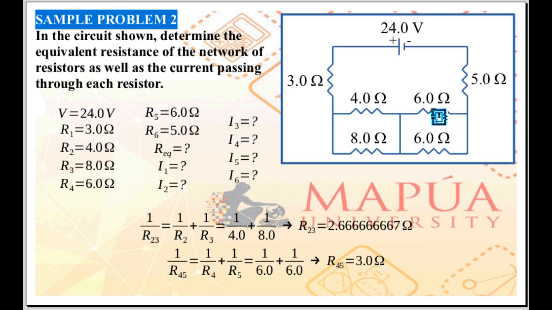Likewise, R4 and R5 are parallel with respect to each other. So once again, using resistors in parallel connection, we combine R4 and R5 into equivalent resistance R4,5. We have 1 over R4,5 is equal to 1 over R4 plus 1 over R5. Knowing R4, knowing R5, we are able to determine R4,5. R4,5 is equal to 3 ohms.